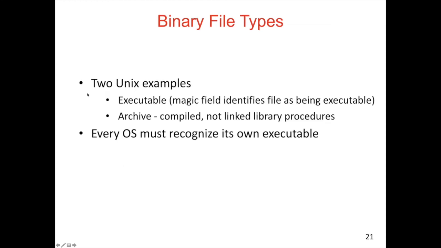Binary file types. 2 Unix examples of binary file types are executable and archive. For the executable files, there is a field which identifies file as being executable. And archive files, they are compiled but not linked library procedures. Every operating system must recognize its own executable.